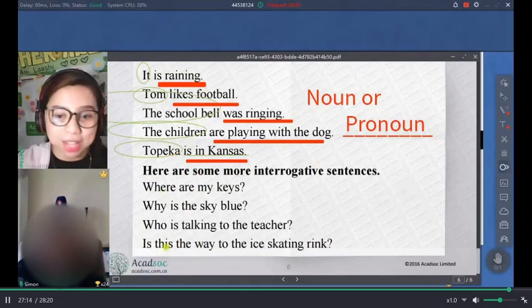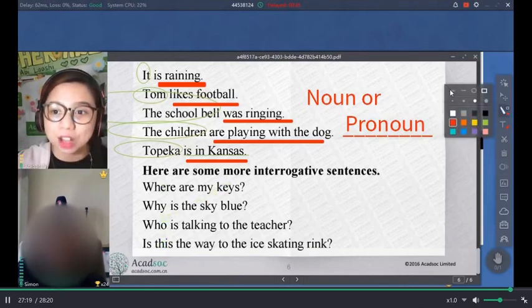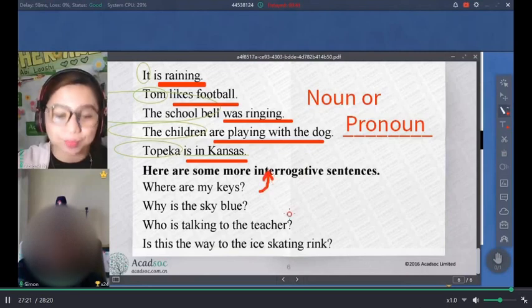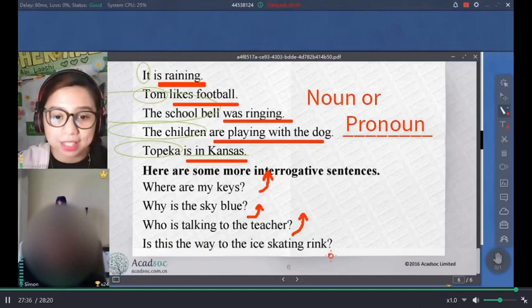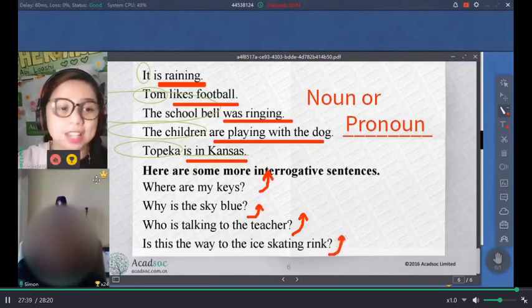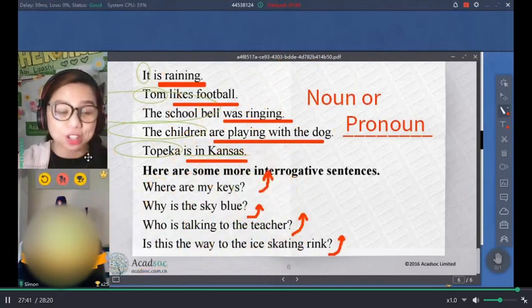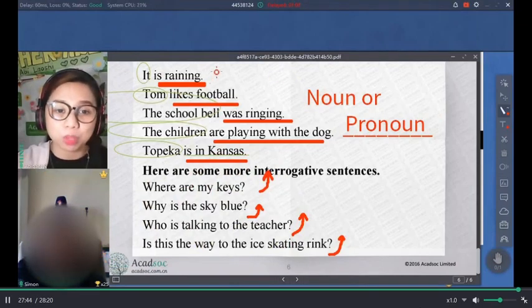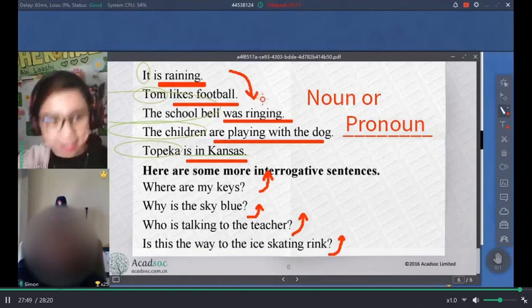And here are some more interrogative sentences for you. Can you say them? Where are my keys? Why is the sky blue? Who is talking to the teacher? Is this the way to the ice skating rink? Very good, I like your intonation. Good job. And when we say a declarative sentence, we usually use the falling intonation.